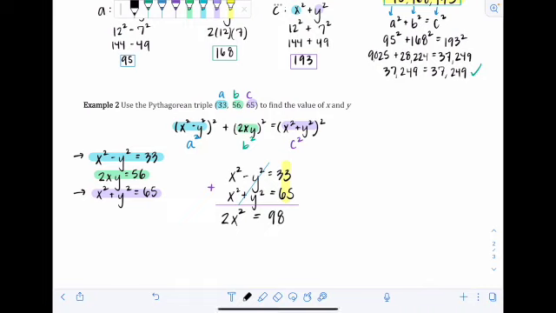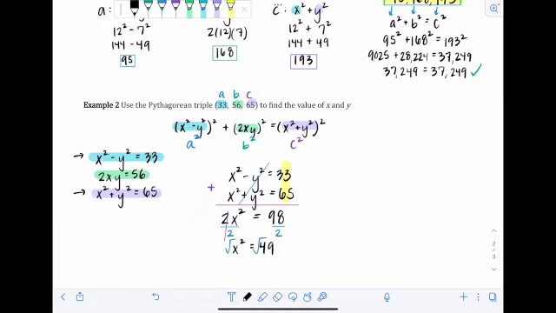So I just want to get x by itself. So I would divide both sides by 2 to get rid of the coefficient. 2 divided by 2 cancels out, and then I'm left with x squared equals 98 divided by 2, which is 49. And then now I can square root both sides.